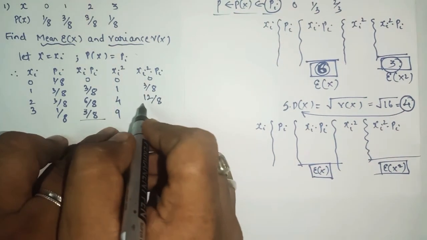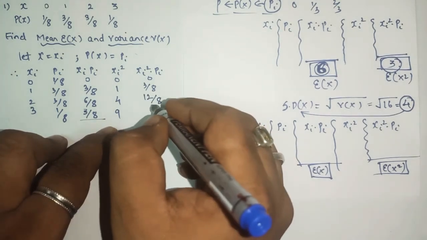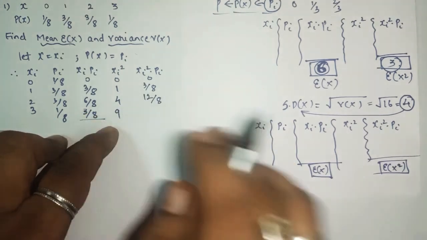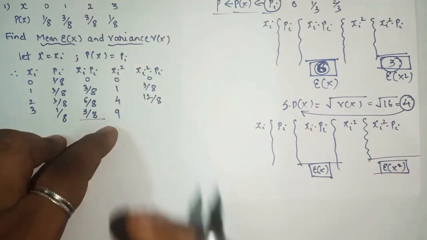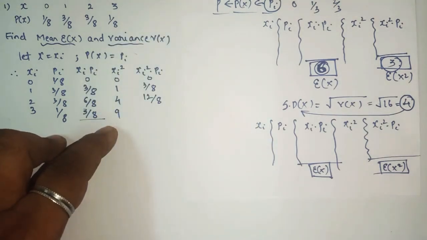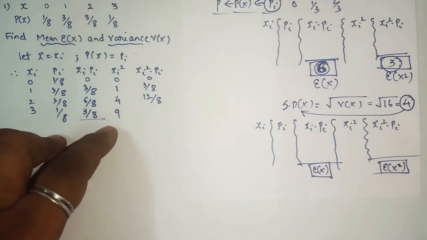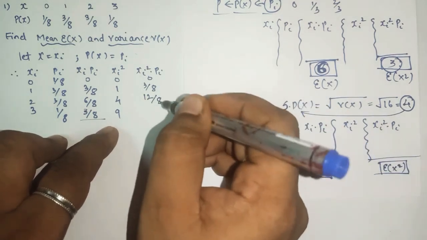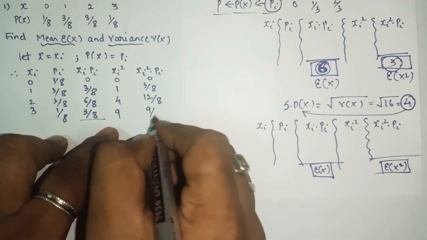As I know, I can cancel this number, but don't cancel it, keep it as it is. Keep the number as it is, because when the denominator is the same, it will be easy for us to add the numbers. Otherwise, we have to stick with cross multiplication and other methods. So remember, keep the denominator the same. The last one is 9 by 8.